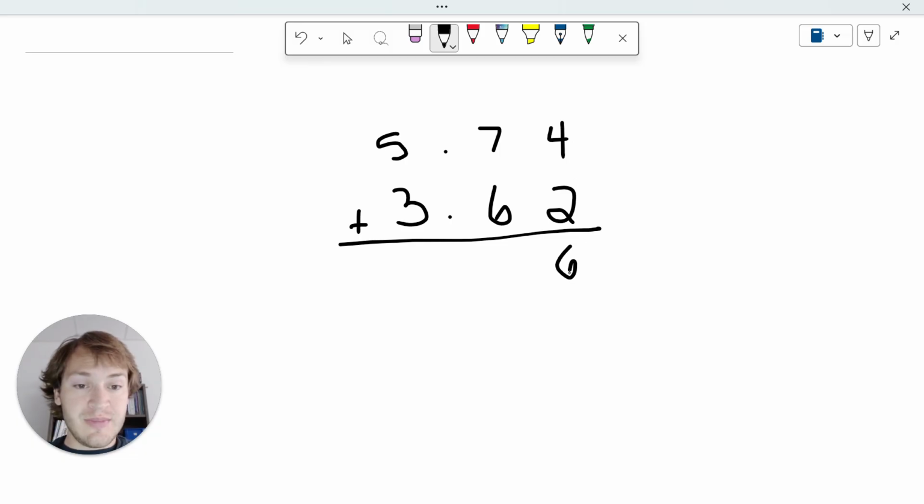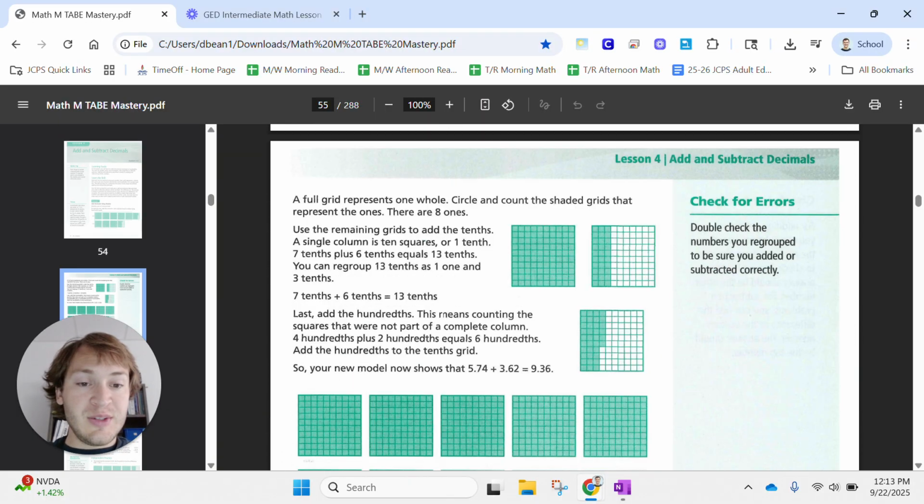4 plus 2, 6. 7 plus 6 is 13. We're going to carry that 1. Now the decimal, we just bring the decimal down, just like that. All right, 1 plus 5 plus 3 is 9. And there we have it. That's our answer, 9.36. Right, let's do another example.